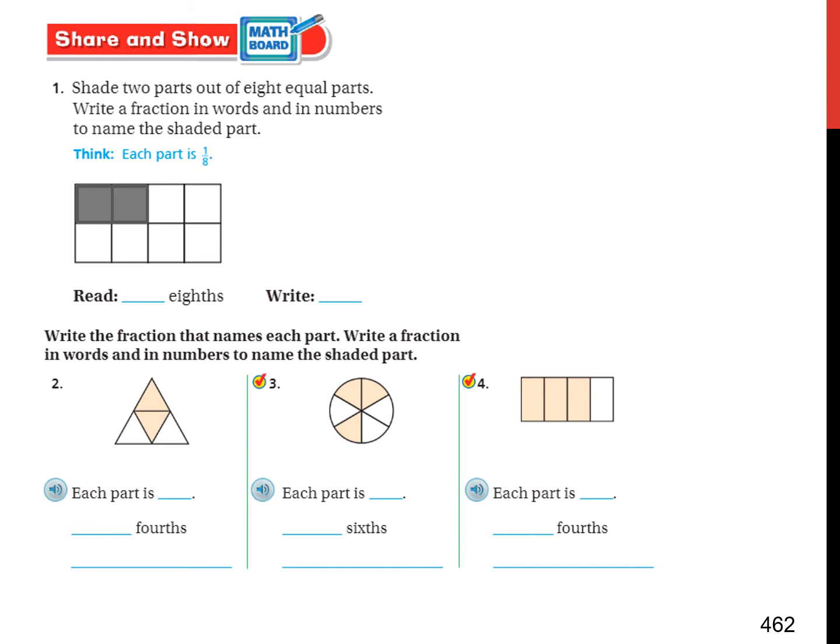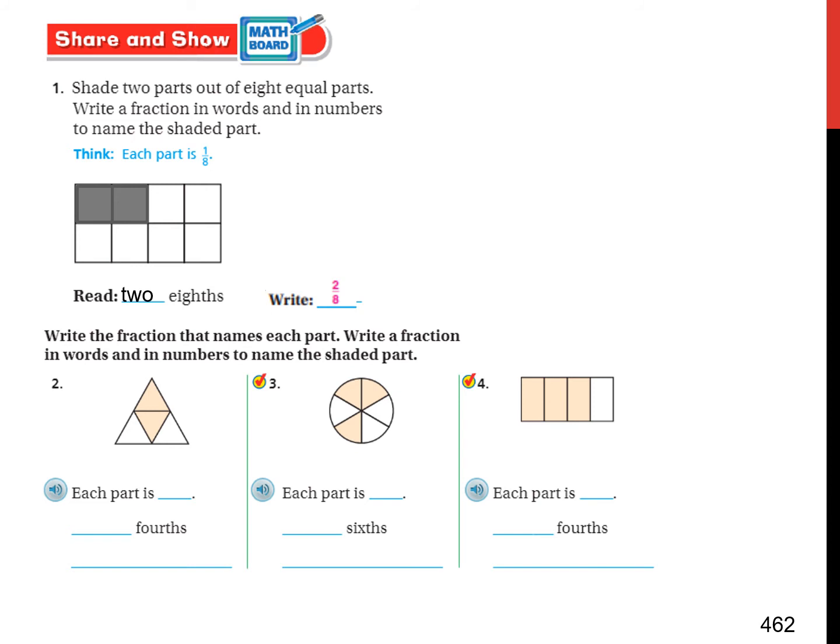2 out of 8 are shaded. I read it 2/8. I write it 2 out of 8. 2 is the numerator and 8 is the denominator. Let's go to question 2, 3, and 4. Write the fraction that names each part. Write a fraction in words and in numbers to name the shaded part.